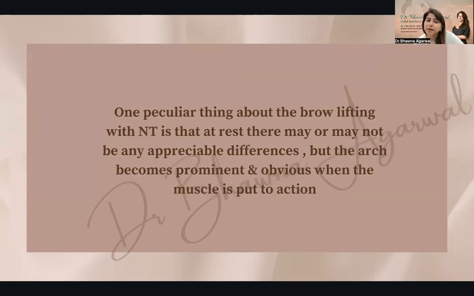Now, one thing which is very peculiar about this brow lifting variant 2 is that when you do this with neurotoxin, at rest, when the muscle is at rest, the difference is not as appreciable. The brow lifting effect is minimal. But as soon as you put the muscle into action, it becomes very obvious. So the result becomes exaggerated when the muscle is brought into action. So this may or may not sometimes be problematic with certain individuals.